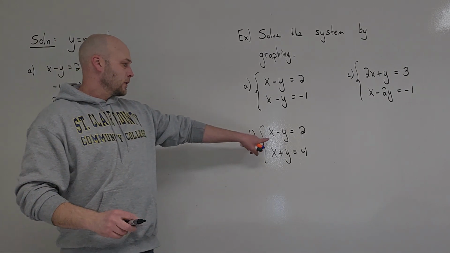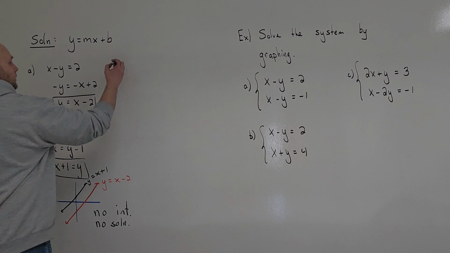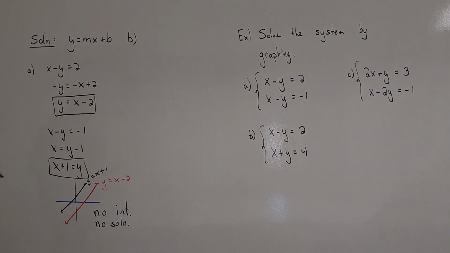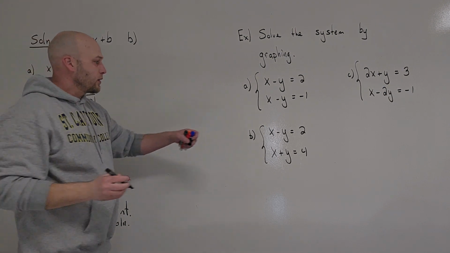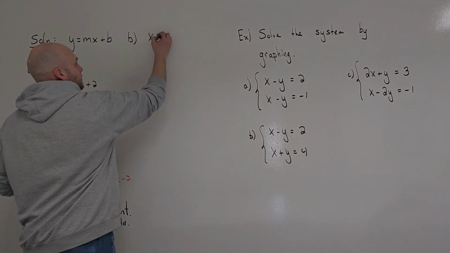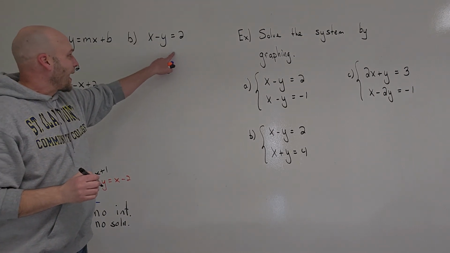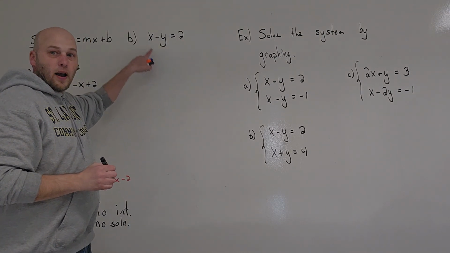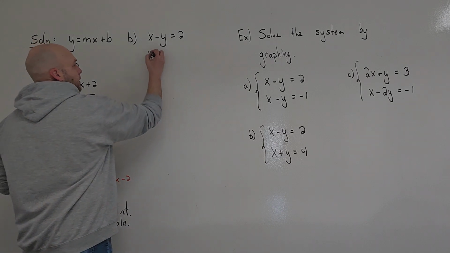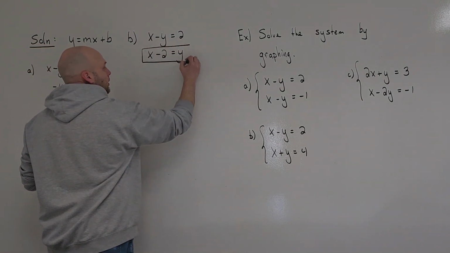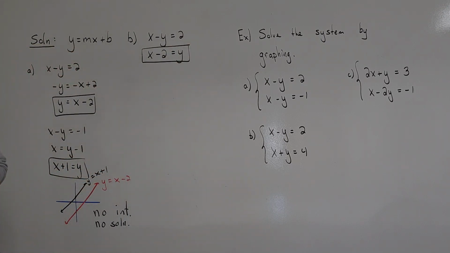Okay. Part B. x minus y is 2, so let's start with that. x minus y is equal to 2. Again, what I could do is add y and then subtract 2, giving me x minus 2 is equal to y. That's the first equation that I'll graph in this next system.